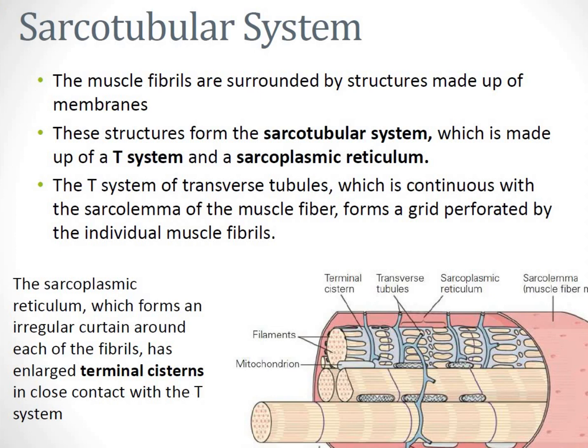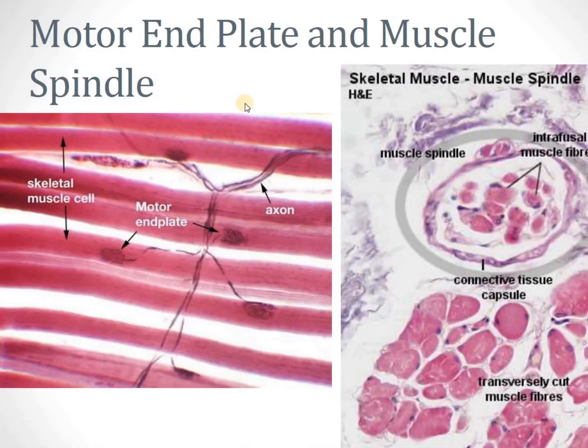That is the tubular system. So we will look into what a motor end plate is. These are the motor end plate and axon, where the nerve is ending and supplying the muscle. The muscles and intrafusal muscle fibers, connective tissue capsule.